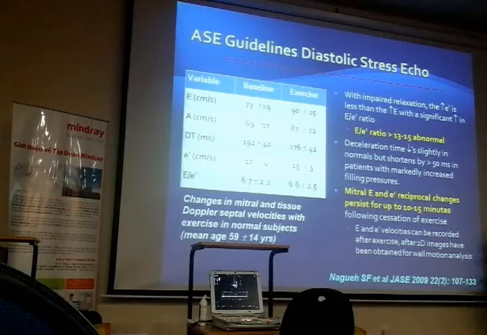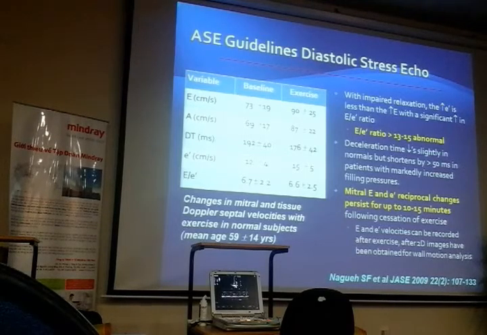Because that change persists, we still prefer to use treadmill exercise for this study, so that we can assess two things very well on treadmill if a patient presents with dyspnea. We can still assess regional wall motion abnormalities the minute they stop exercise and get onto the table. And 10 to 15 minutes later, when the heart rate is more normal and you have less fusion of the E and A velocities, you can assess diastolic function.